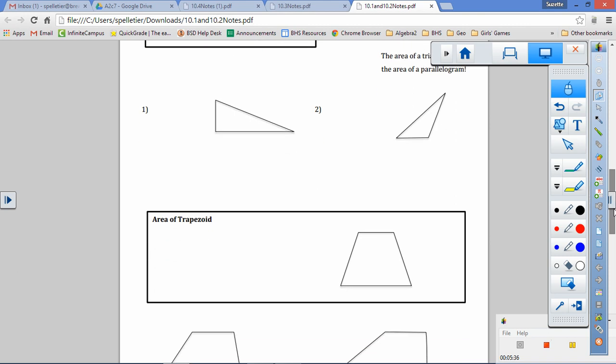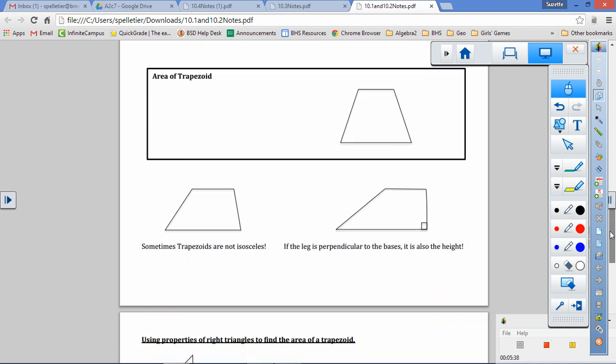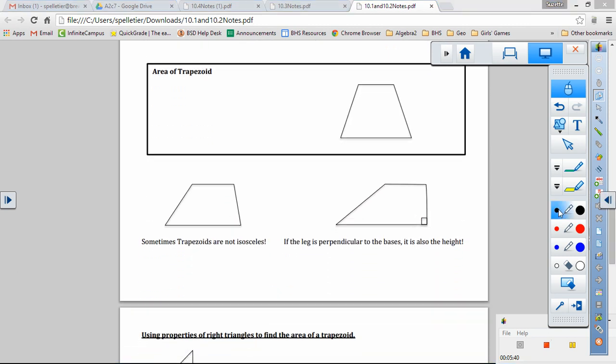Scroll the page up a tad and work on some trapezoids. All right. So the area of a trapezoid. First, let's look at the characteristics of a trapezoid. This is considered a right trapezoid, or a formal trapezoid. It's a perfect symmetrical trapezoid. They don't always look like this.